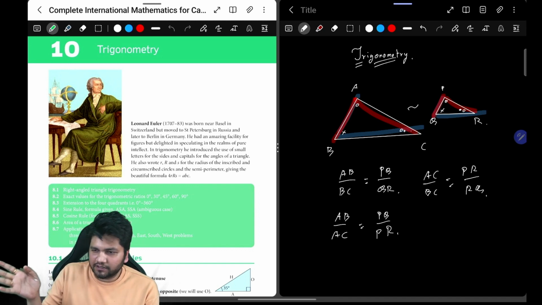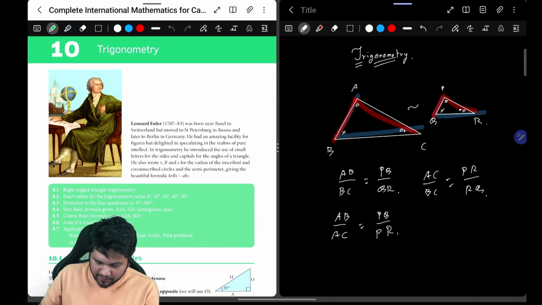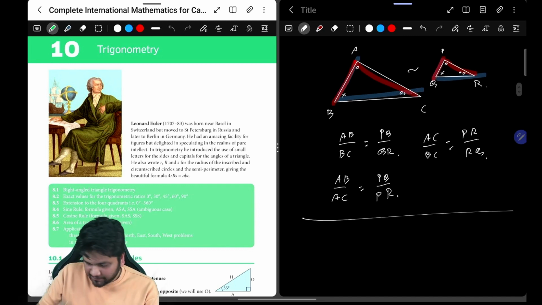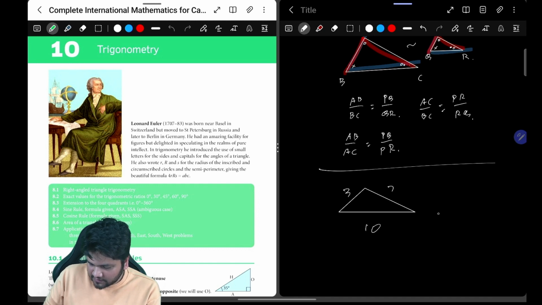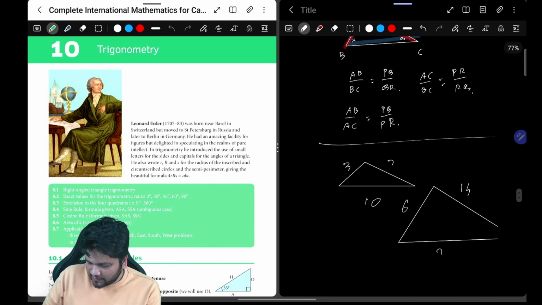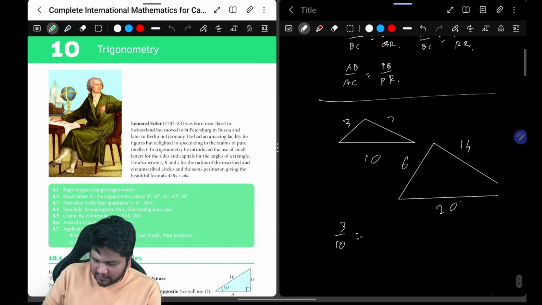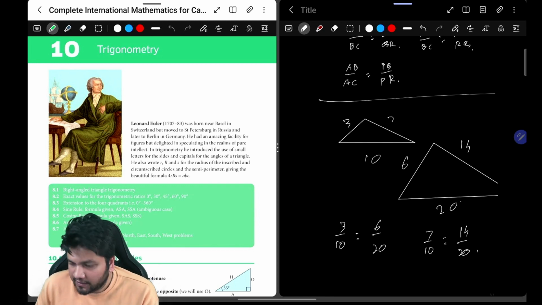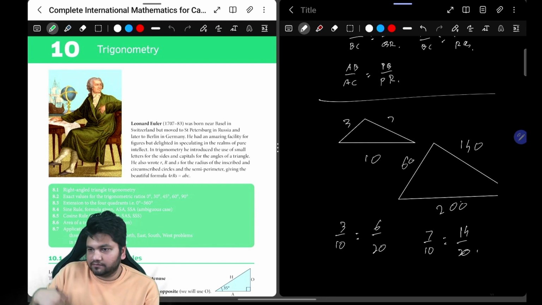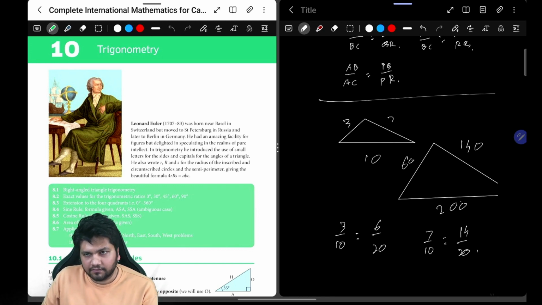Like all the sides are in proportion, and the second thing, all the angles are equal. That's the property. Now, what else do we have in this? For example, I'll take an example. Let's say this is 3, this is 7, this is 10. And there is this huge triangle which is somewhat like this, and both the triangles are similar. So this could be 6, 14 and 20. So as you can see, 3 by 10 is equal to 6 by 20, or 7 by 10 is equal to 14 by 20. Did you get it? Even this would be similar, 140, 260, like that. Got it, everyone? The basics are clear.